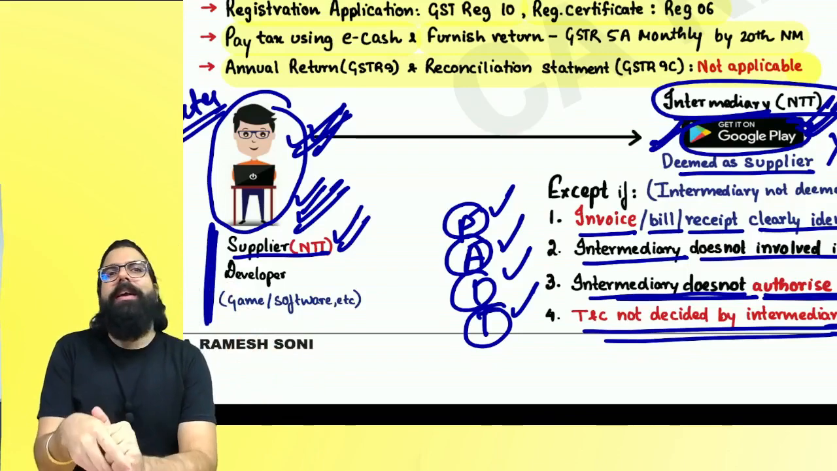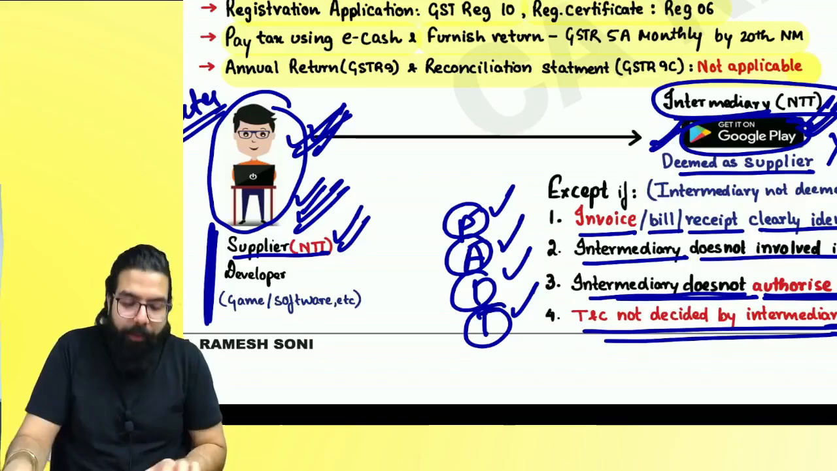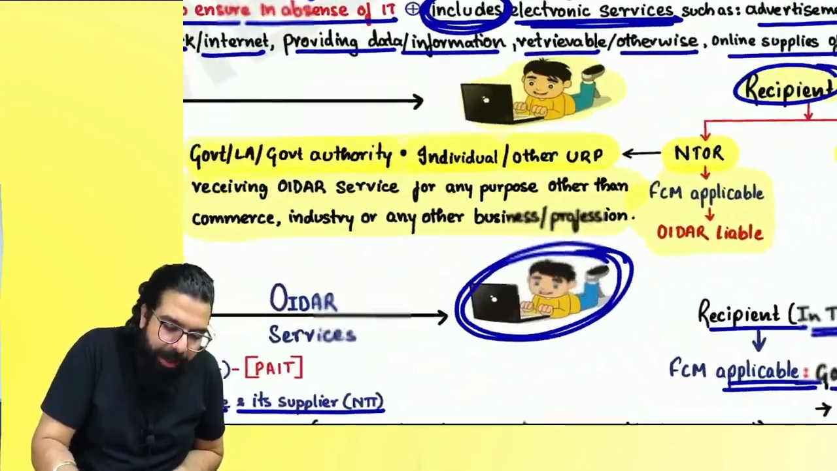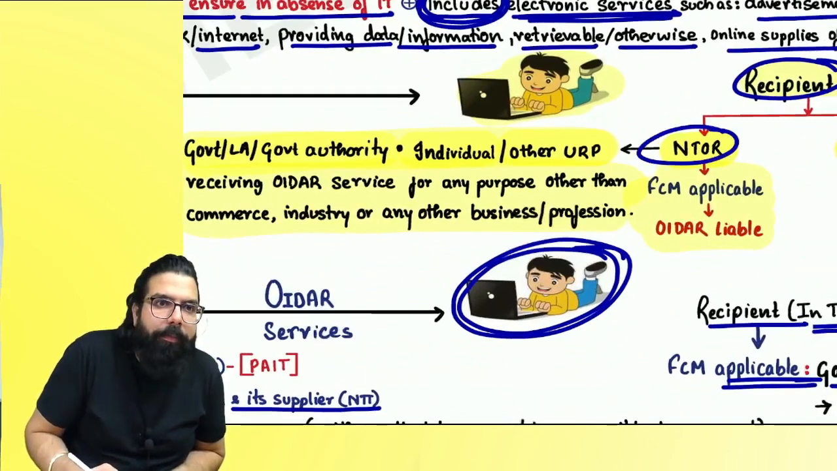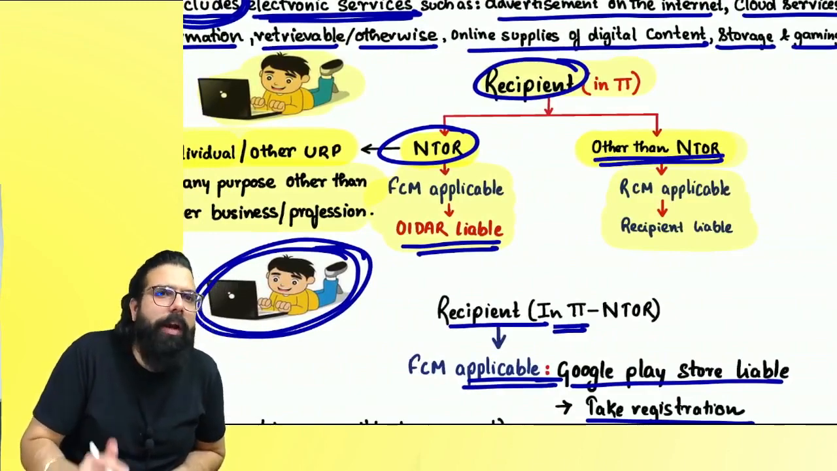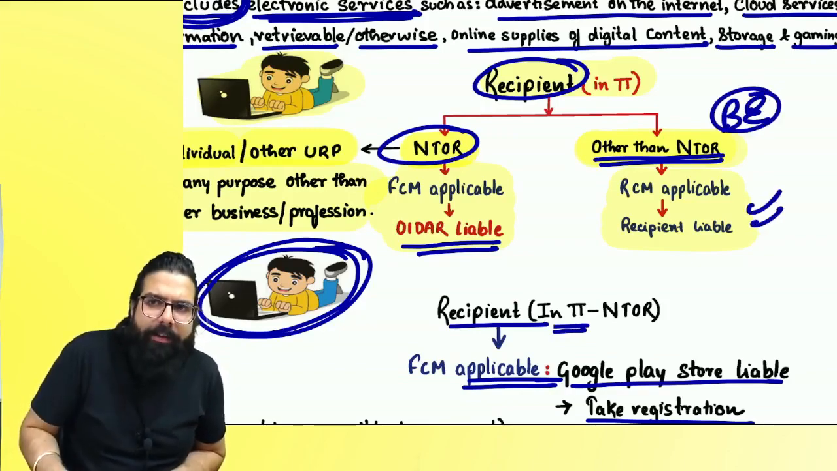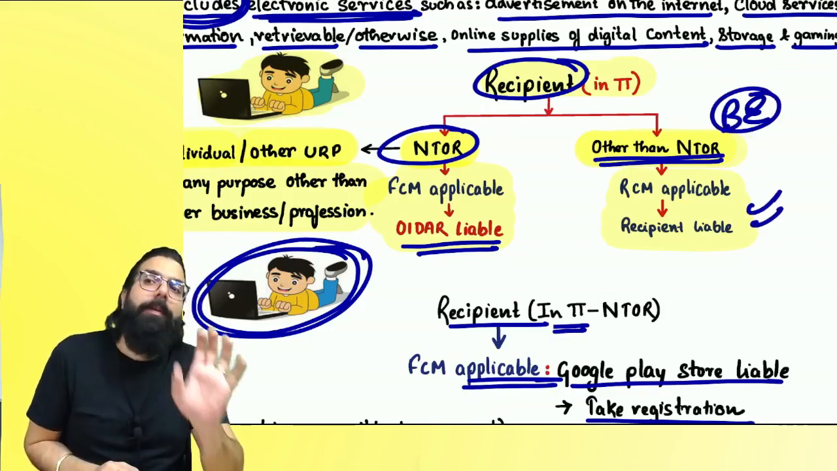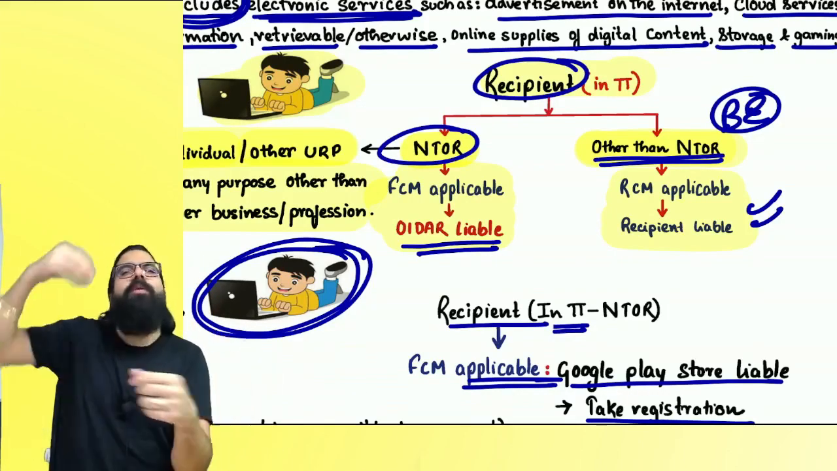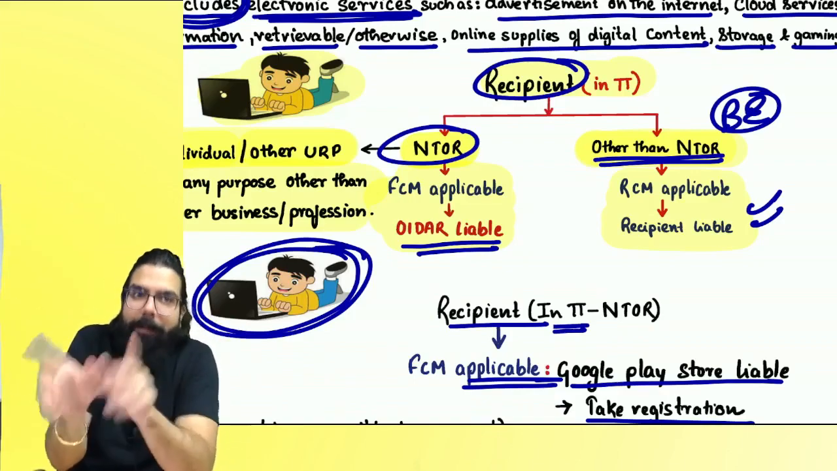Actually, you know what? In the OIDR case, there are 2 thoughts in the market. Number 1, what I'll tell you, okay, everyone? You see, here they're telling if the recipient is NTOR, then OIDR will be liable. But if it is other than NTOR, a business entity has to pay GST under RCM. But practically, what is happening? Only registered business entities pay GST under RCM. In the unregistered case, always OIDR collects and pays. So there is a slight gap between actual law and practical following.